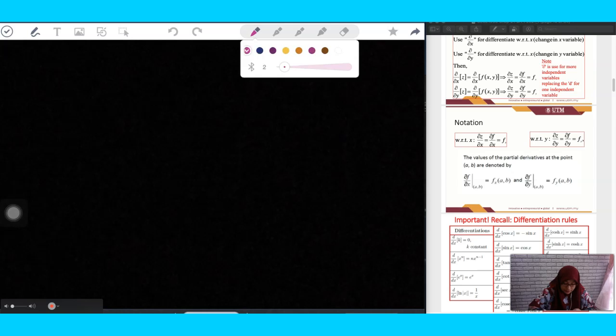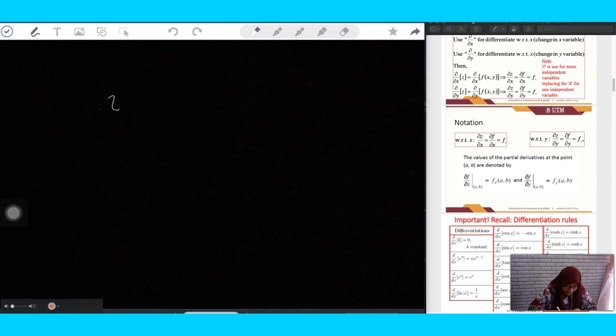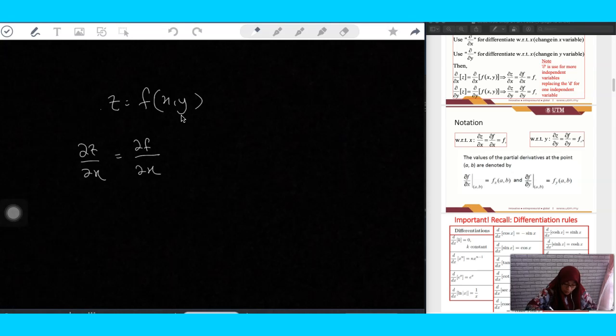Okay, about the notation. As I mentioned before, from the previous example, you are given z as a function of x, y. So in terms of notation, you can just use z, which means you want to say del z over del x, or you can use del f, because the f means the function of x, or you can have fx, or you can have zx. All of them are the same.